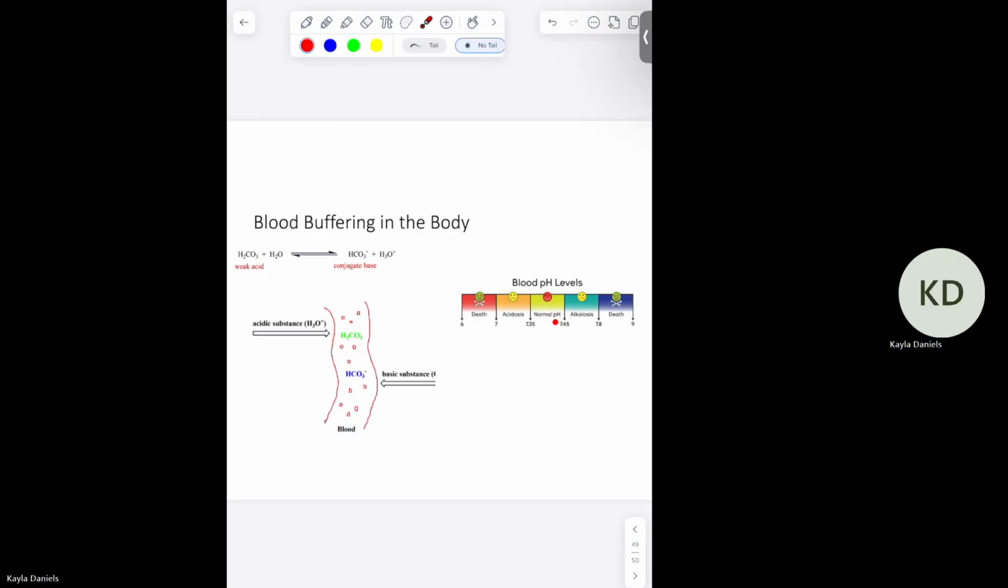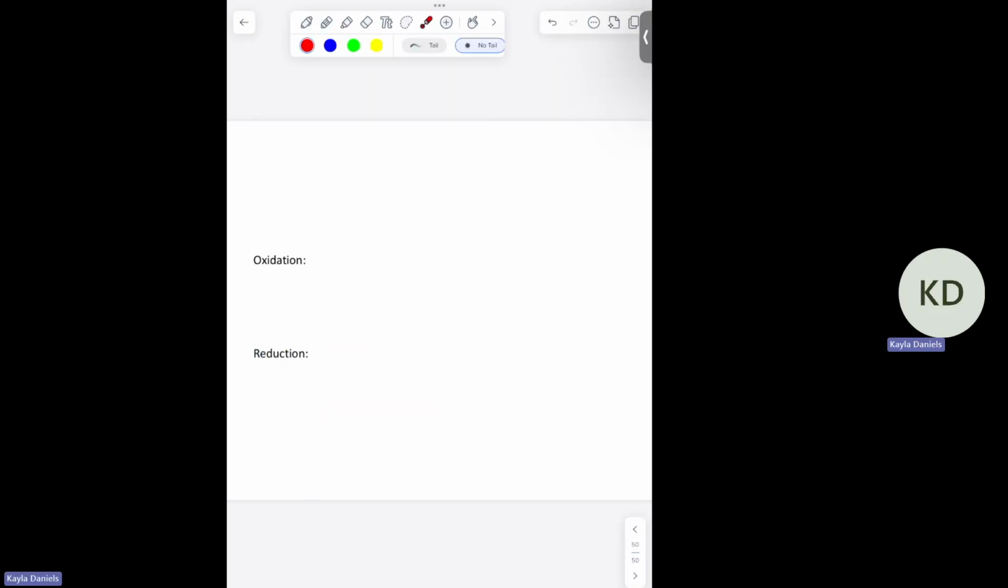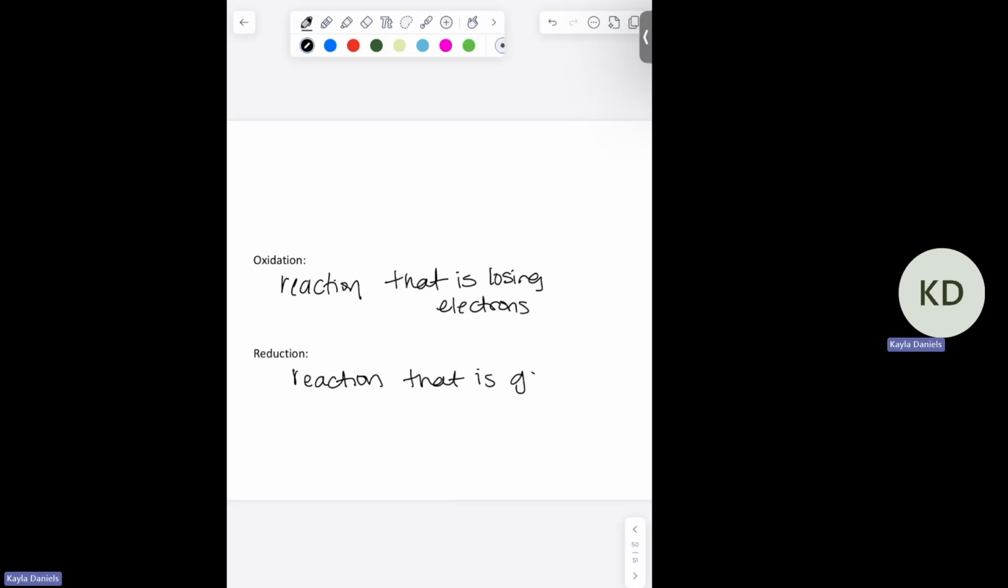Okay. All right, one last slide, which has kind of nothing to do with anything, but we just need to know the definition of these two words. Oxidation is a reaction that is losing electrons. And reduction is a reaction that is gaining electrons. Take note here that the definitions are kind of opposite of what they sound like, and it has to do with the charges.